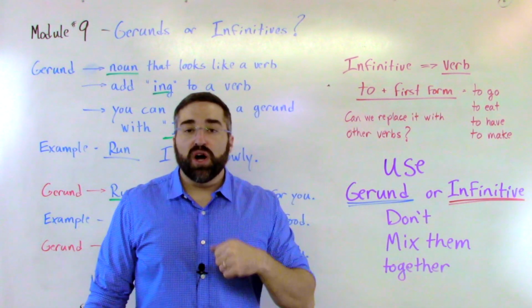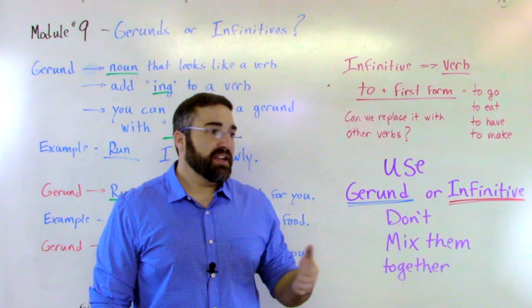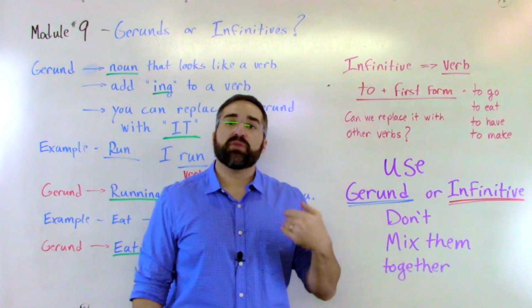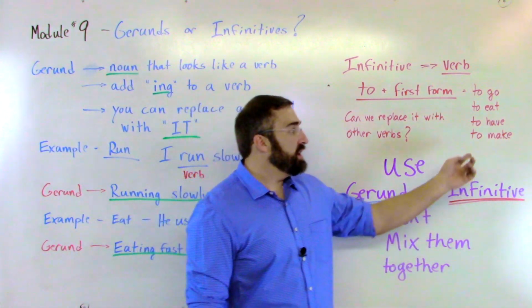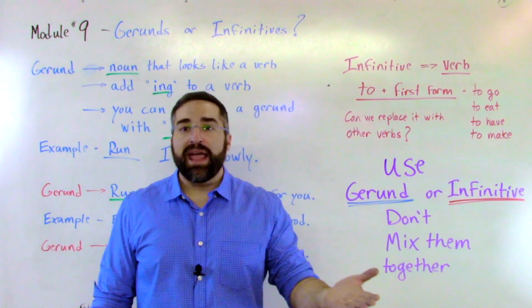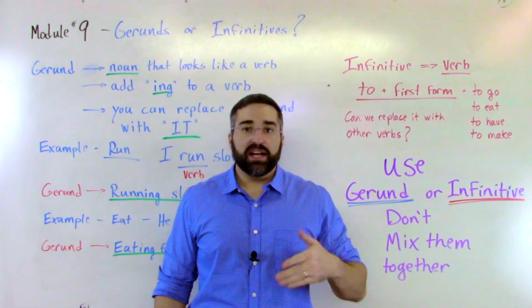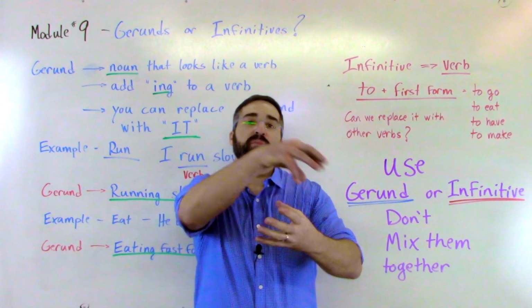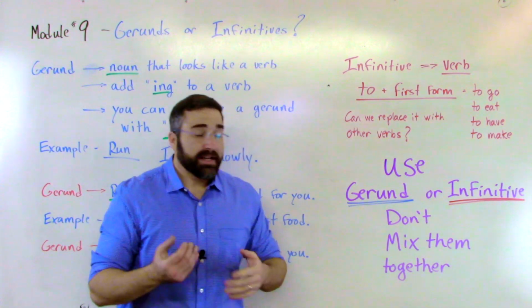So to go. I like to go to the beach. I like to travel to the beach. I like to drive to the beach. So often we can replace the to and a verb with another verb, right? To make. I like to make dinner. I like to cook dinner. I like to create dinner. Anything that we can use with a verb and another verb with that to, we've got an infinitive, okay?